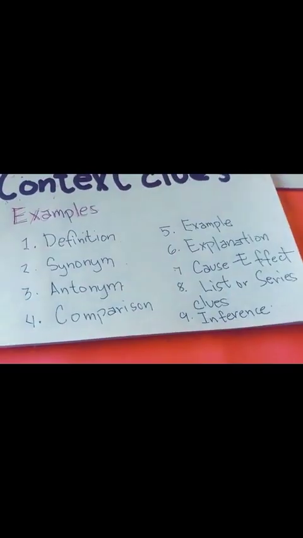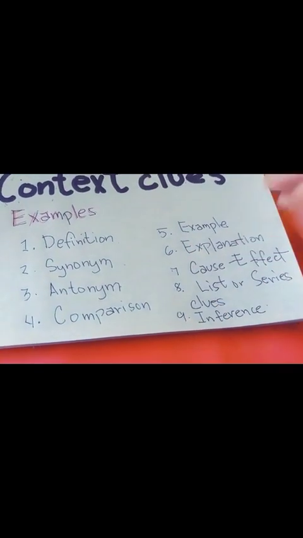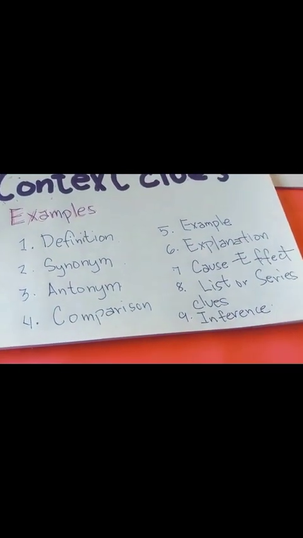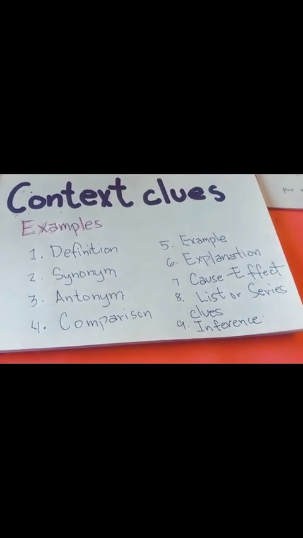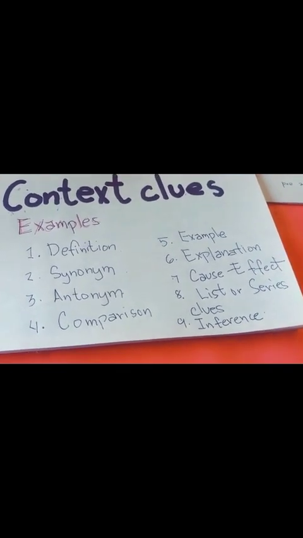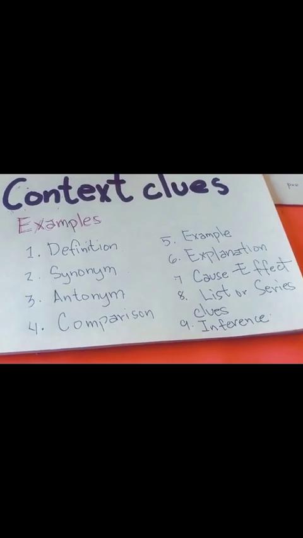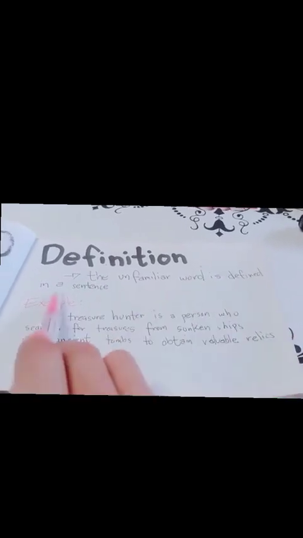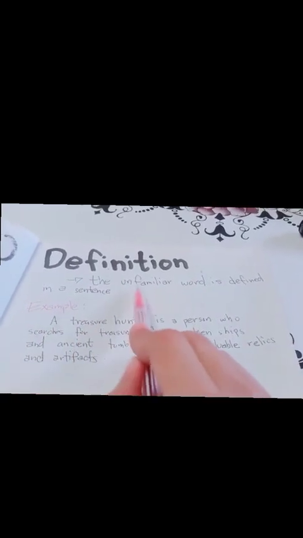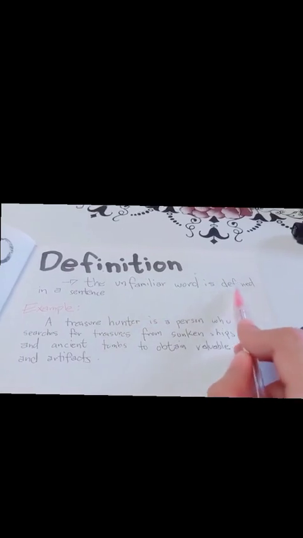So, 9 ang ibinigay ko sa yung examples. Pero marami pa, mga different kinds of examples ng context clues. And later on, isa-isahin natin. So, please stay tuned. First example is definition. So what is definition? So definition, the unfamiliar word is defined in a sentence. So as you can see, yung hindi ka familiar na salita ay binibigyan na ng definition sa pangungusap.